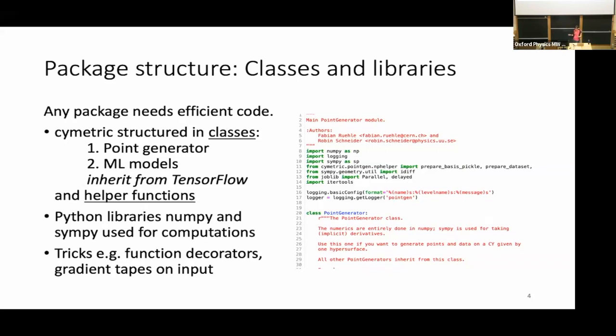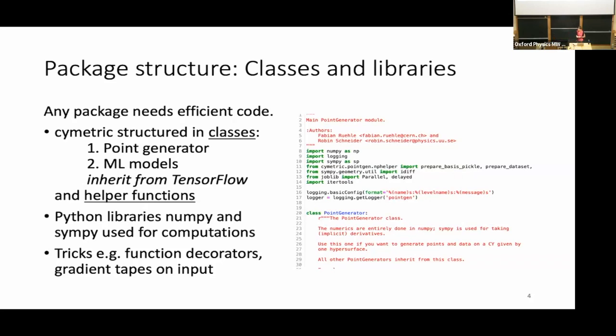So if you look a bit at the structure of the package, if you look at the Python code, then you will see that there will be various files. They will include bits and pieces. And for example, here is an example of the standard point generator, or the highest level point generator class, which generates points on the quintic, say. Okay, so then there will be computations done here. So some of these will be numerical and some will be symbolic, and there are libraries for that.